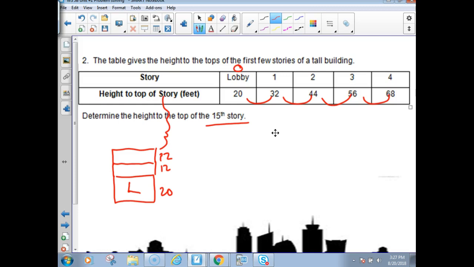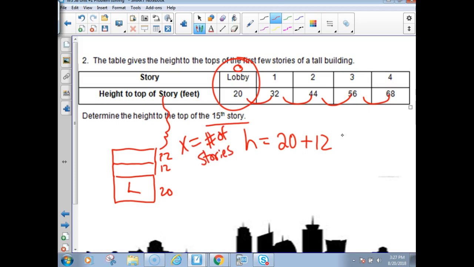So let's write an equation. So the height of the building, what's it determined by? You've got the lobby, all right, which is 20 feet tall, plus how much is it for each story? All right, 12. So if X equals the number of stories, then we would have to do 12 times X to get the height of that building. But we also have to include the lobby, which is the 20. All right, so we're going to plug in 15 now. 20 plus 12 times 15.